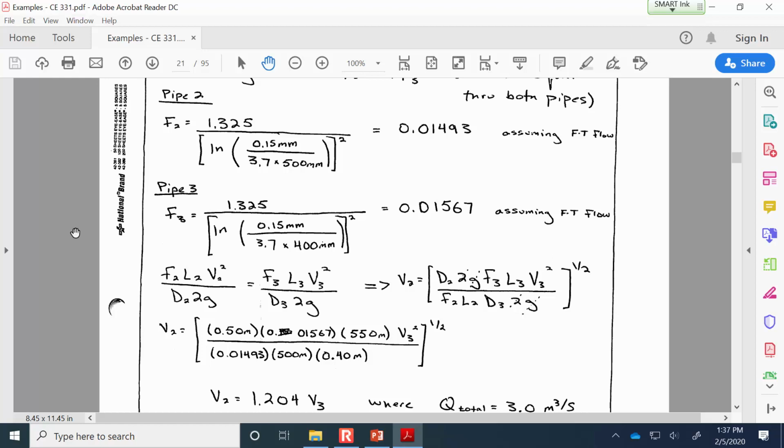So then the next thing to do is check, is it actually fully turbulent? So now that you have the Q value, you can get the Reynolds number and use the full Jain equation.